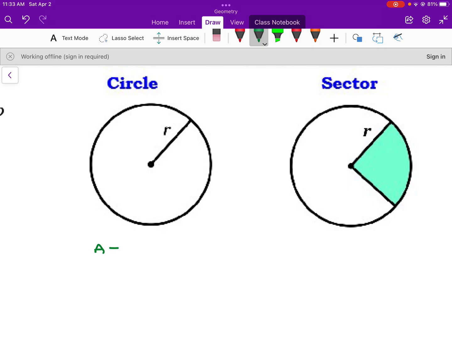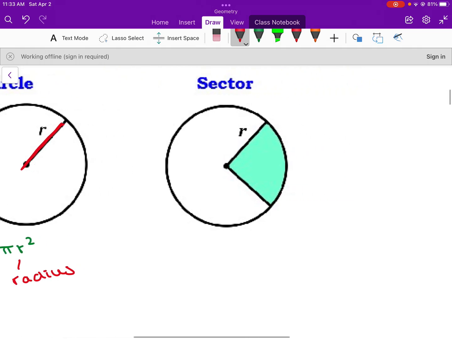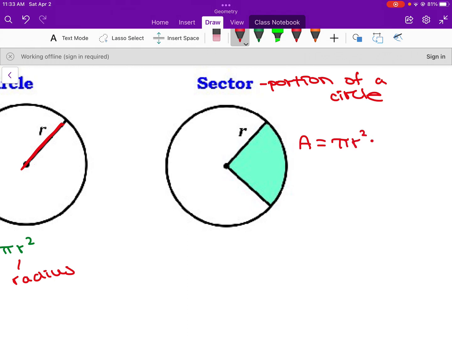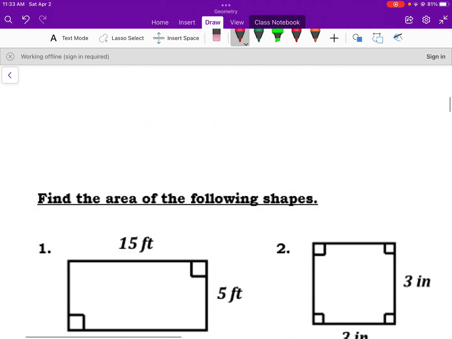Circle, we're familiar with this guy. This is just pi r squared, right? That's nothing new here. We just need to remember that r represents the radius, not the diameter. That's half of a diameter. And then a sector is essentially a portion of a circle. So we'll actually just be scaling it. We're going to take the full area formula, pi r squared, but then take whatever the central angle is that we're working with here, out of 360 degrees. So that's how that would look a little bit different.